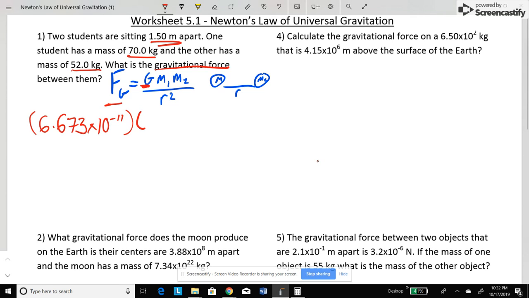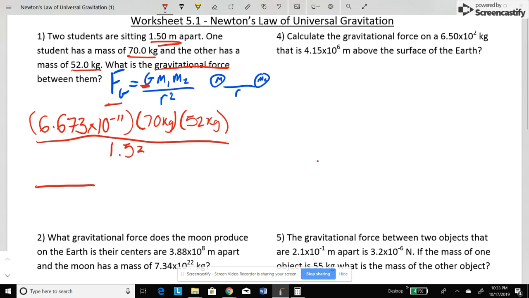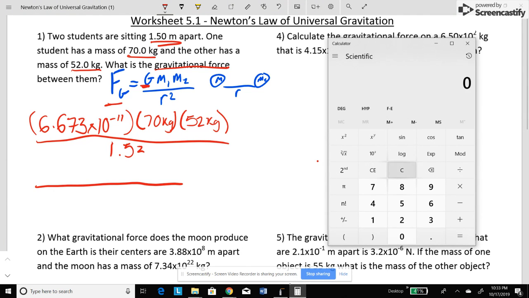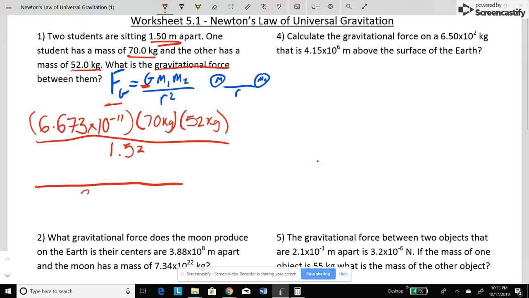My masses are given to me. My first student is 70 kilograms. My second student is 52. And then the distance between the two is going to be 1.5. I have all my values and I'm looking for the force. The first thing I'm going to do is start simplifying. 1.5 squared should be 2.25.